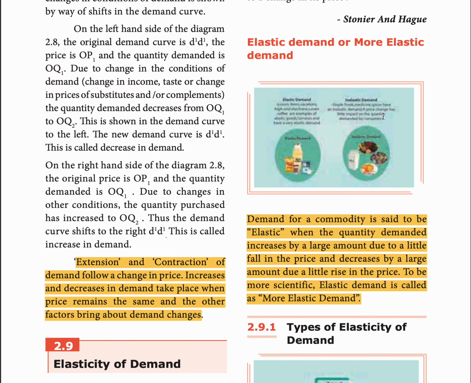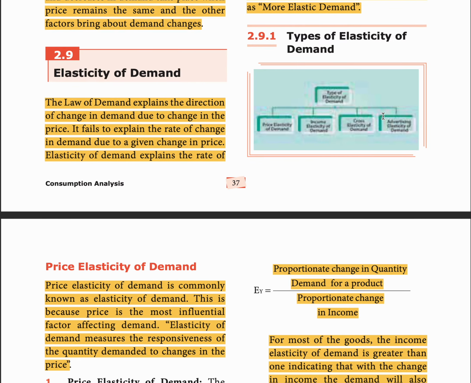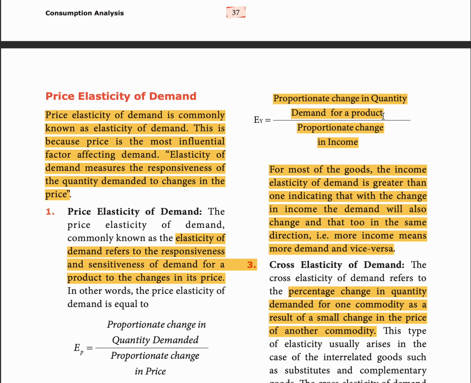Demand for a commodity is said to be elastic when the quantity demanded increases by a large amount due to a little fall in price and decreases by a large amount due to a little rise in price. So we would say that any commodity has elastic demand when, with a little decrease in price, the quantity demanded increases by a large amount, and with a little increase in price, the quantity demanded decreases by a large amount. So this is elastic demand.